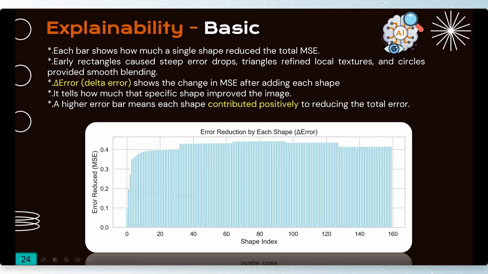If you look closely at the image, we can see that every 13 iterations we have some changes, here from 30 to 60 to 90 to 120 and 160. That is why all of them are flat in those iterations. It tells how much a specific shape improves the image. A higher error bar means each shape contributed positively to reducing the total error.